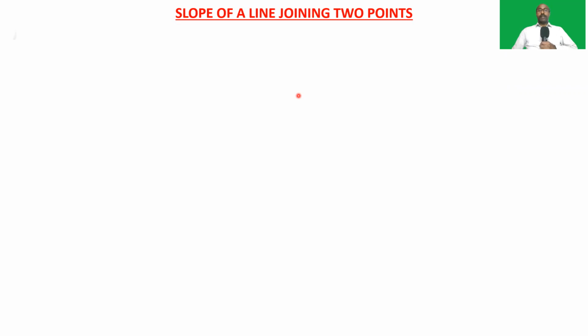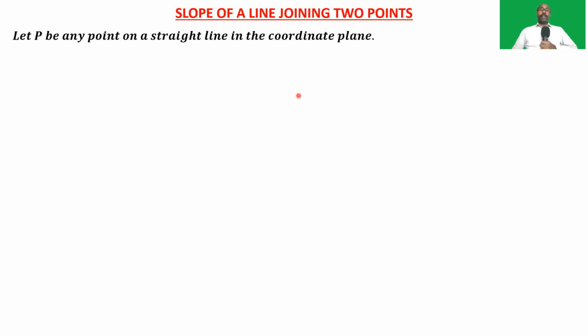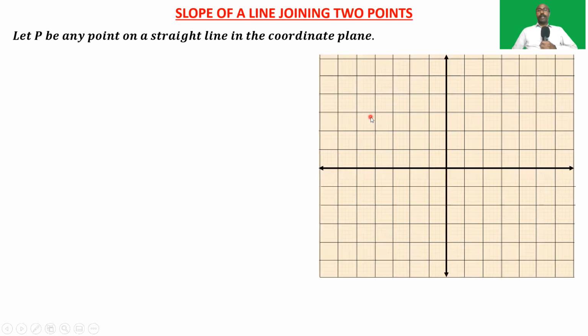Students, let P be any point on a straight line in the coordinate plane. So here we have the coordinate plane, x-axis, y-axis, and it's a graph. And these are the values on the x-axis and y-axis. Now, L is a straight line and P is a point on the straight line. Observe here, P is the point.